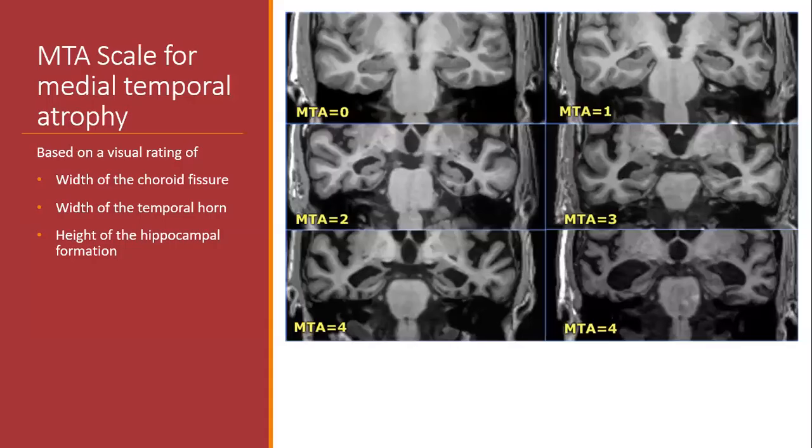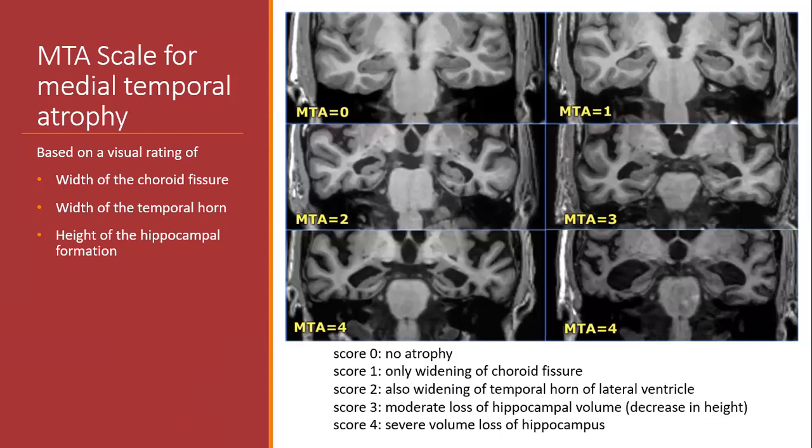3. This is the MTA scale for medial temporal atrophy. In medial temporal atrophy, you are looking at three parameters: the width of the choroid fissure, the width of the temporal horn, and the height of the hippocampal formation. So you can see in MTA 4 that there is significant severe atrophy of the hippocampus. Again, this is scored from 0 to 4.